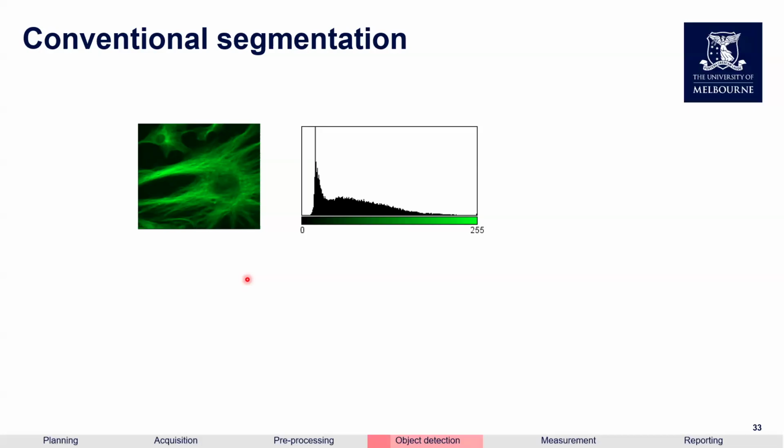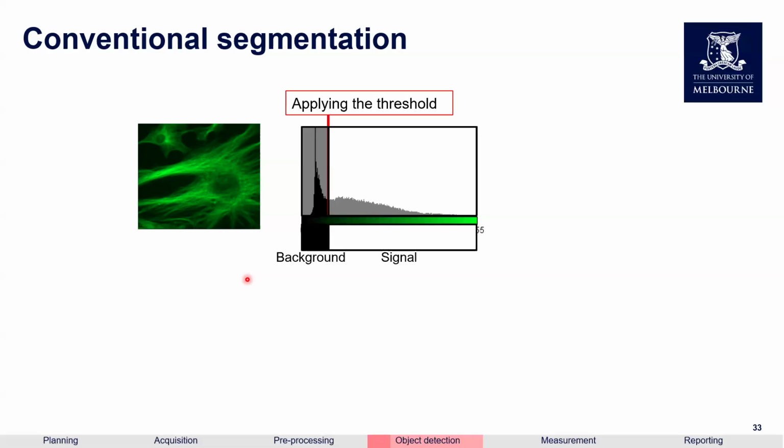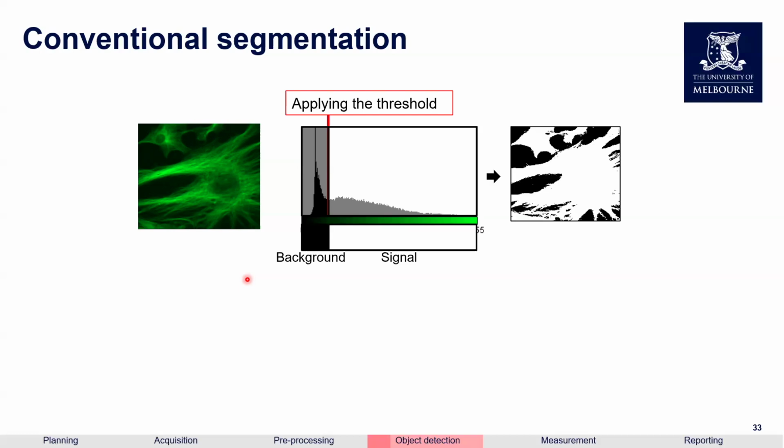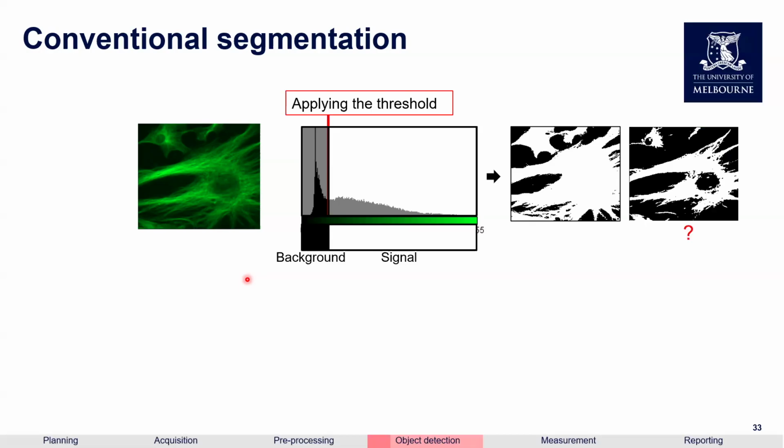In the conventional segmentation process, usually we set an intensity threshold to separate the signal from the background based on the histogram. As a result, this will generate a binary image like this. But the problem is that using a different threshold value can give us a completely different result. And this is problematic for measuring area.